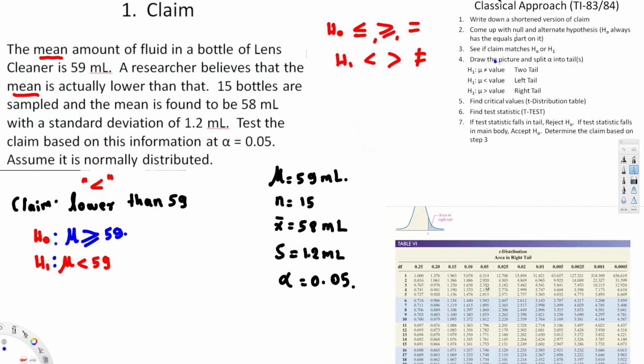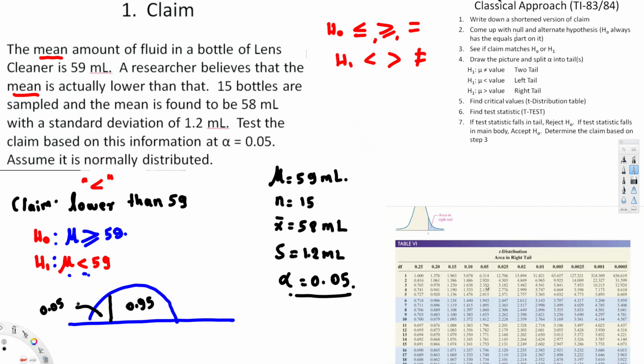Draw the picture and split alpha into tails. If mu is not equal to the value, we get two tails; if mu is less than the value, it is the left tail; if mu is greater than the value, it is the right tail. Here in the alternate hypothesis, mu is less than the value, so this alpha value is going to be in the left tail. If we draw a diagram like this and split it, our alpha value is 0.05 in the left tail, and the rest is going to be 0.95.